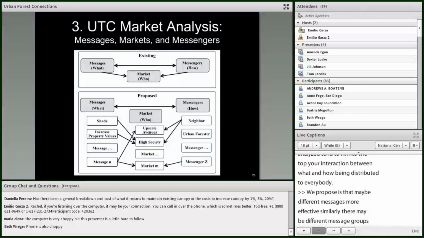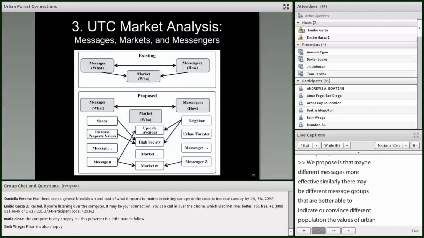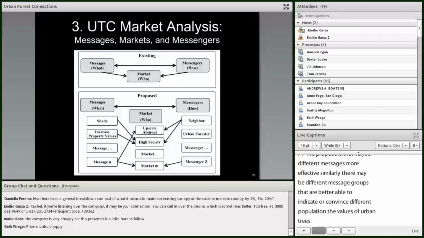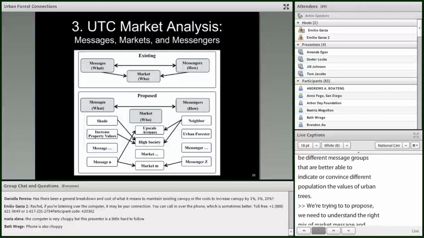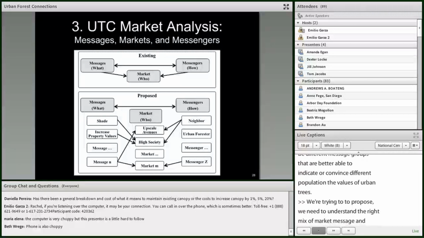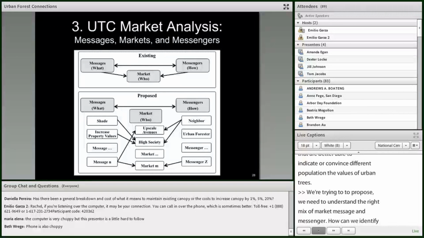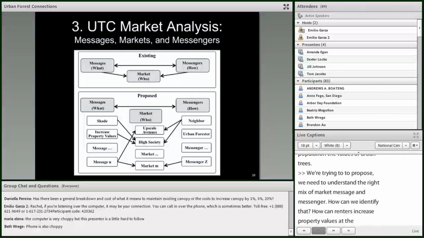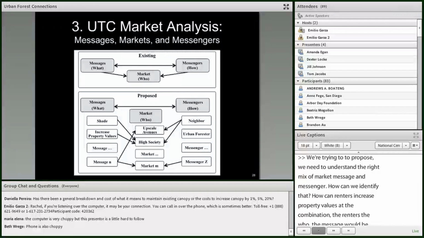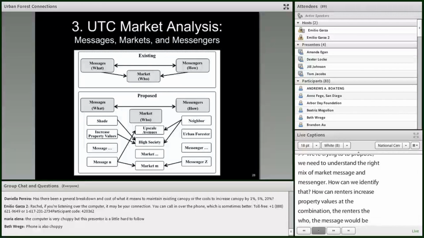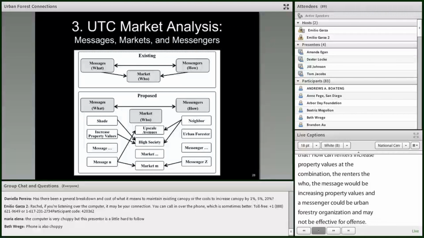So what we are trying to propose with another phase of research is that we need to understand the right mix of market, message, and messenger that are most effective. How can we pre-identify the types of things that are most effective? For example, telling renters trees increase property values. That's a combination of the renter as the who, or the market; the message would be increasing property values; and the messenger could be an urban forestry organization website. That might not be effective with renters, but it might be really effective with renters. So we're trying to tease apart and pre-identify the mix that will be most effective.